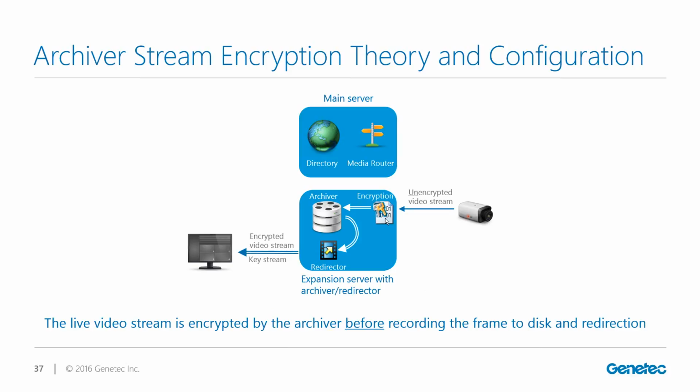As soon as it hits the server, the encryption is applied. It carries on to the archiver, and then that goes to the redirector, and what's sent to the client in the end is an encrypted video stream, and they also get an encrypted key stream. So basically the client needs both of those to be able to actually view the video from that camera. I just want to point out that this encryption is done before anything else happens. So as soon as the video hits the server, before it's recorded, before it's saved, before it's redirected, anything, it gets encrypted. So this makes things even more secure here.